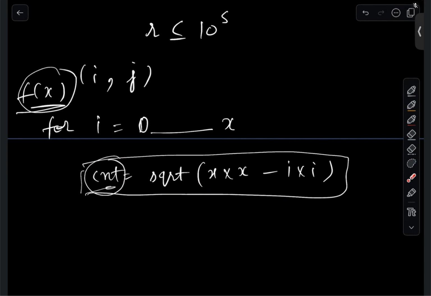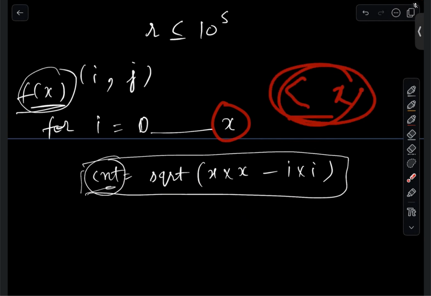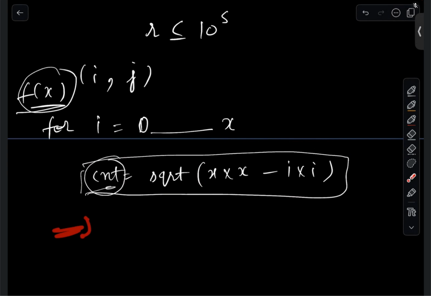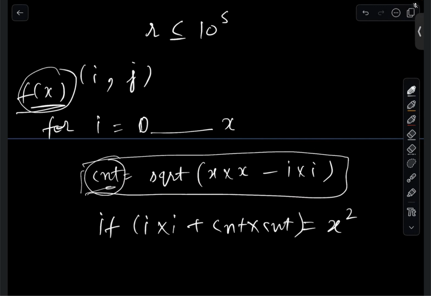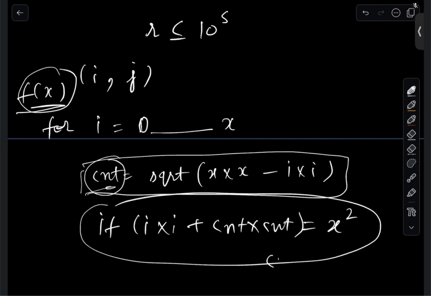Okay, the issue is that we want to find distance strictly less than x. It shouldn't be equal to x. So we can just check a condition: if i square plus count square, where count is just our possible j, is equal to x square, then we reduce count by minus minus, and we are done. This is one edge case which we need to care for.